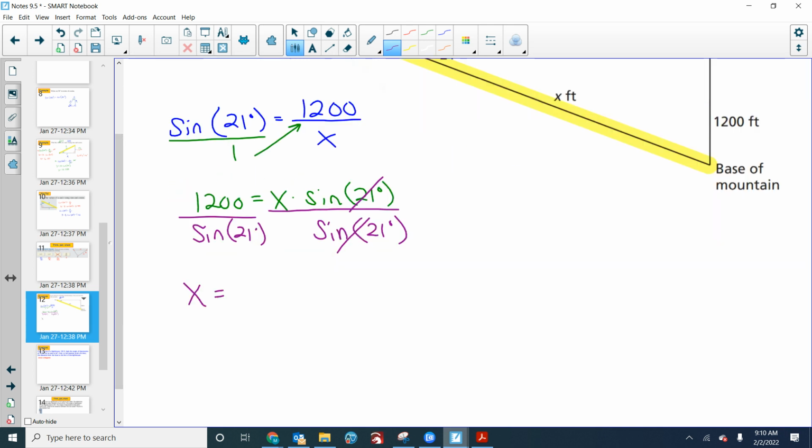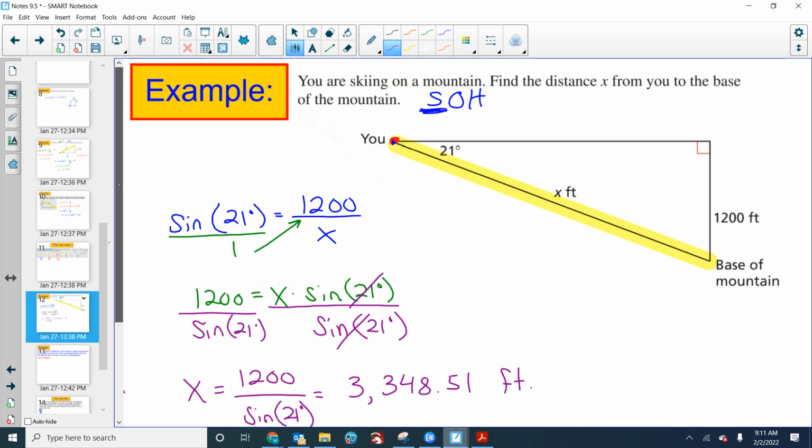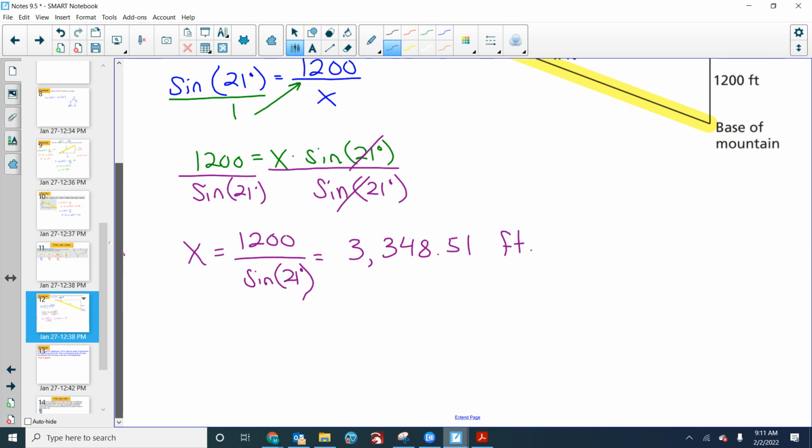X equals 1200 divided by the sine of 21. It better be more than 1200 because it's the hypotenuse. 1200 divided by the sine 21. I get 3,348.51 feet. And then I look up to the question and see if they ask me to round in a specific way. Nope. So I will leave it that way. Does that make sense?